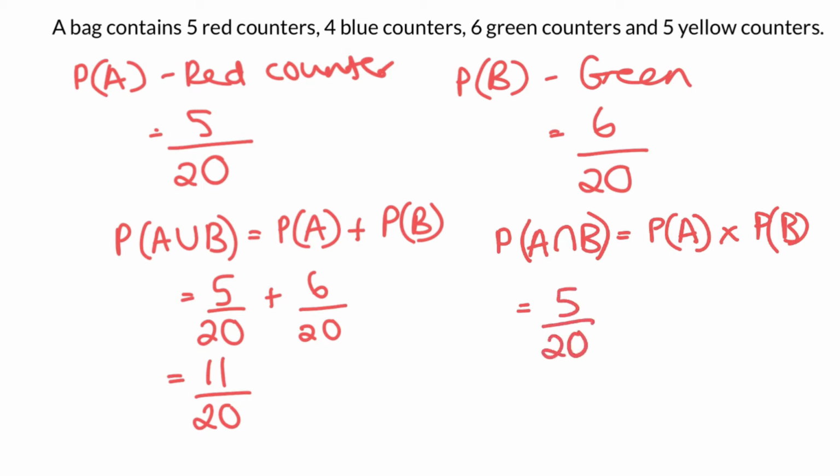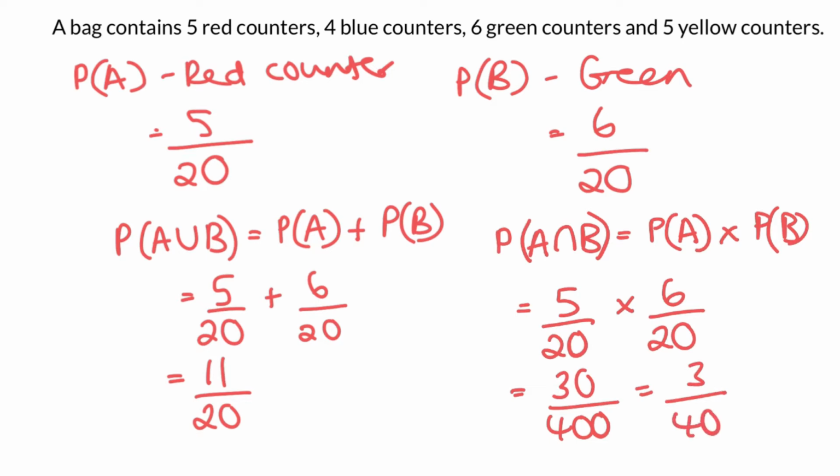Because we've replaced the counter and then picked another one, these two events are independent of each other. So we can times it by the probability that the second one is green, which is still 6 out of 20, because there's still the same amount of counters in the bag the second time round. So that will give us 30 out of 400, which we can simplify to 3 over 40. So there's a 3 out of 40 chance that if we pick one counter out of the bag it's red and then replace it and the second counter we pick out is green.